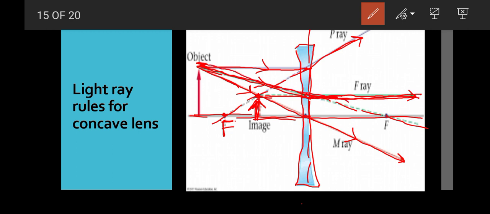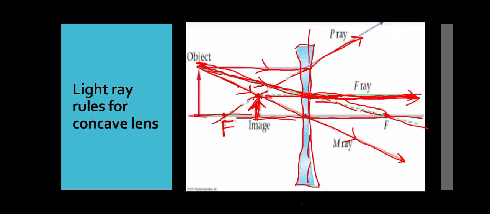from the object to this principal focus, so that from here you have to draw it as refracted by the concave lens, and it becomes parallel to the principal axis, and you have to extend it backwards for the formation of the image, and you have to draw its original path to show that it should actually pass from the focal point, but it is refracted by the concave lens. So these were the light ray rules for a concave lens.